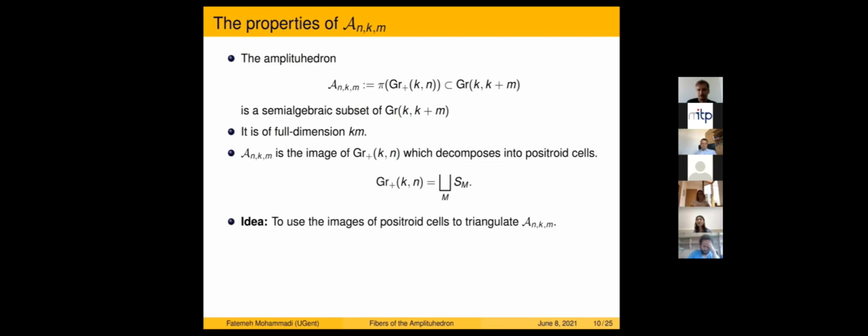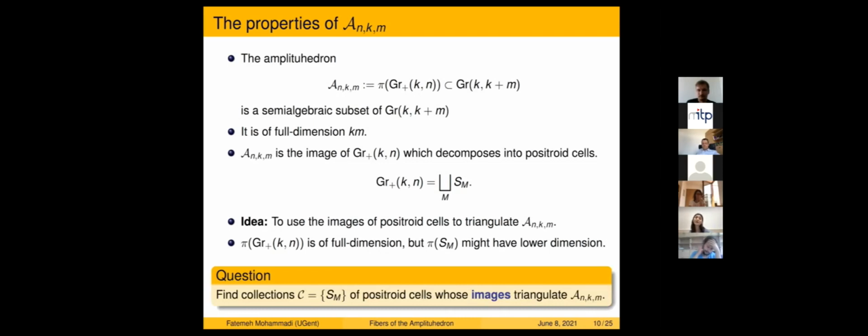Okay, so this is the idea: somehow to use the positroid cells and their images to subdivide the amplituhedron itself. Of course, there are a couple of problems arising. First of all, the image of the positive Grassmannian is of full dimension km, but it's not necessarily true for every positroid cell. If you take an arbitrary positroid cell and look at the image, it might have lower dimension. So you have to find or characterize those positroid cells whose image will be of the correct dimension.